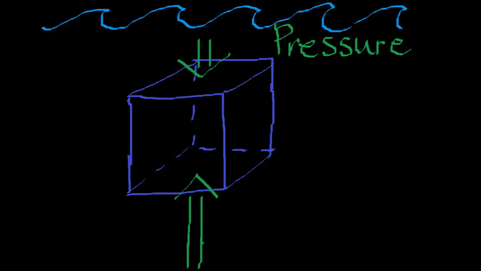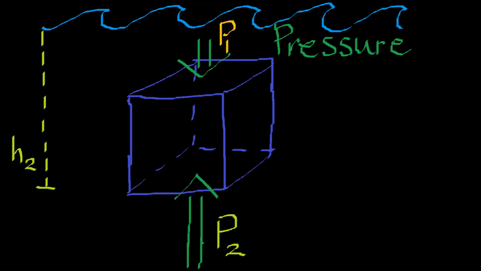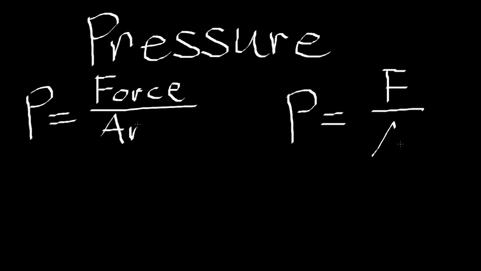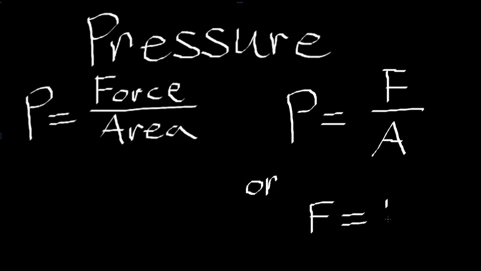The top and bottom surfaces of this object are at different depths, so they will experience different pressures. I'll call this P1 and P2. P2 is at a greater depth, so the resulting pressure is greater. Buoyancy force acting on the object is simply the summation of forces caused by the fluid in the vertical direction. I'll define up as positive. I can rearrange the pressure formula to get force equals pressure times area.